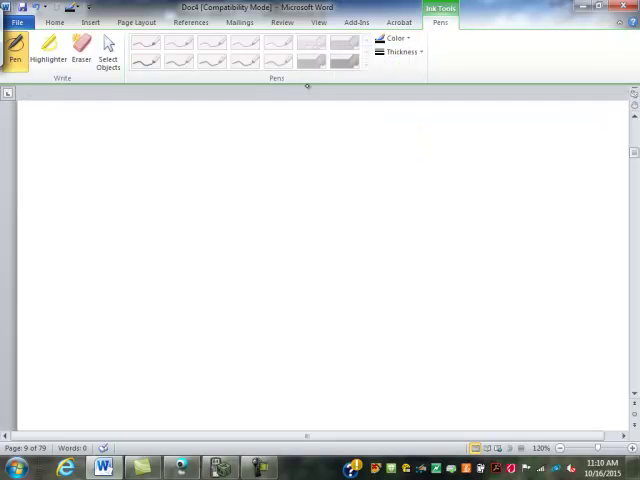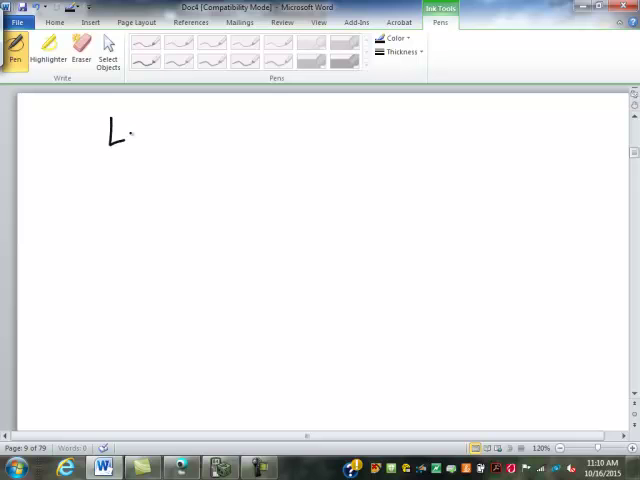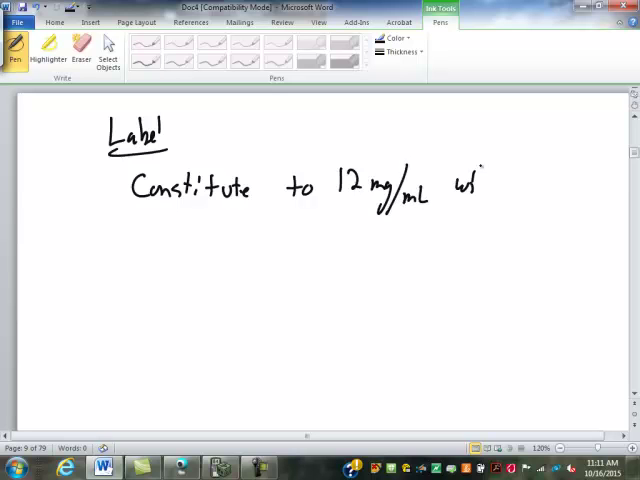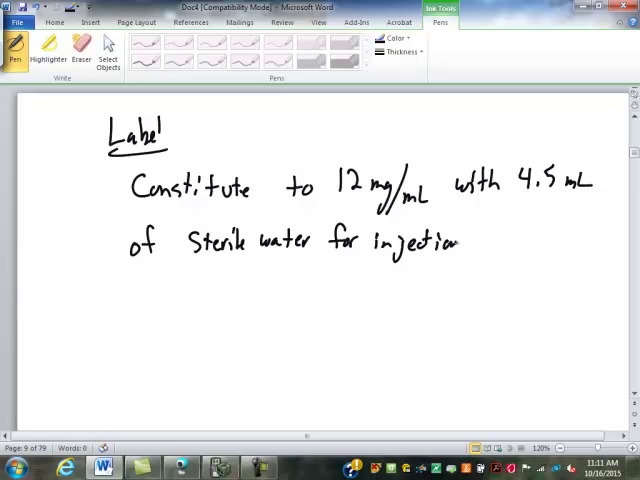So let's look at a label. That's going to say on the label, constitute to 12 milligrams per milliliter with 4.5 milliliters sterile water for injection. Let's see here.